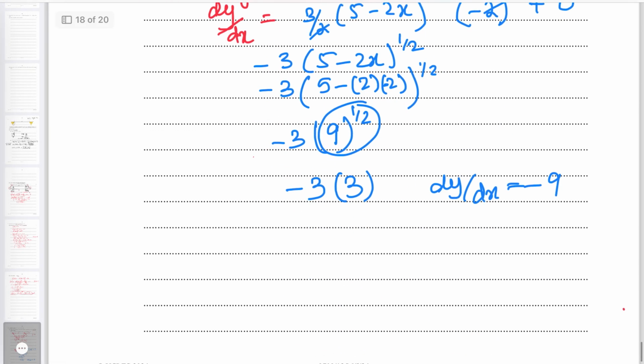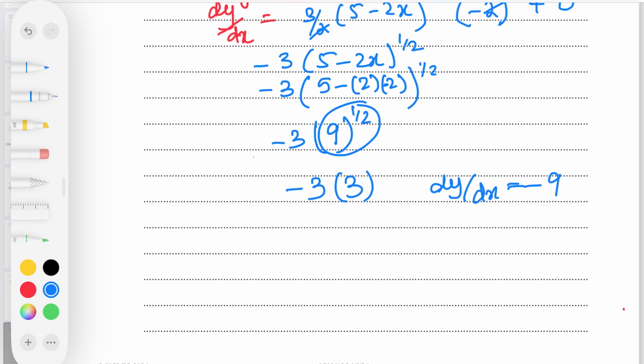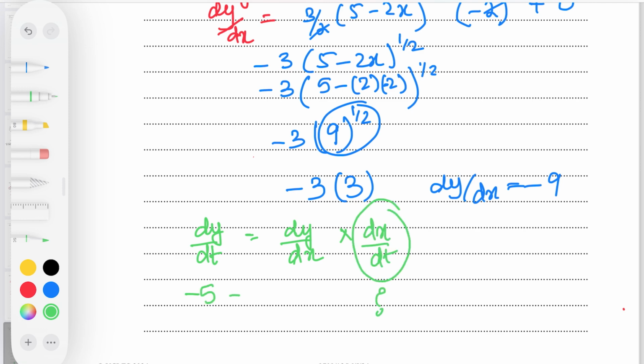Let's put everything in the chain rule. Chain rule says dy upon dt equals dy upon dx into dx upon dt. This is what they're asking us. This is minus 5. dy by dx is minus 9. So dx upon dt comes out to be 5 upon 9, which is going to be my answer. Now, let's move on to the next part of the question.